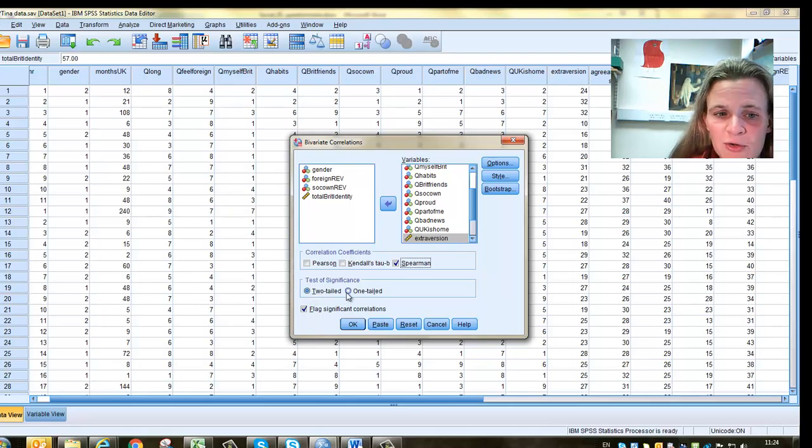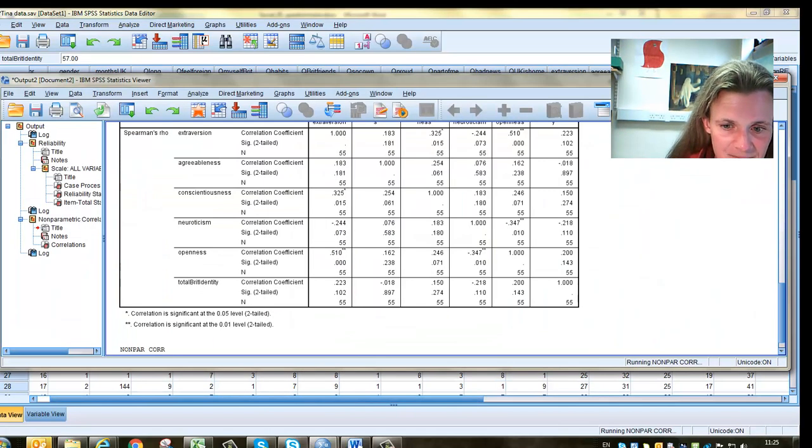Two-tailed, because we know the difference between one-tailed and two-tailed. So if you have a one-tailed hypothesis, then you predict in a certain direction. So you predict that there will be a positive correlation between this and that. Whereas with two-tailed, all you know is there will be a correlation, but we don't know which way it's going to go. So that's what we have to do. Just leave that as it is, and then we click OK.